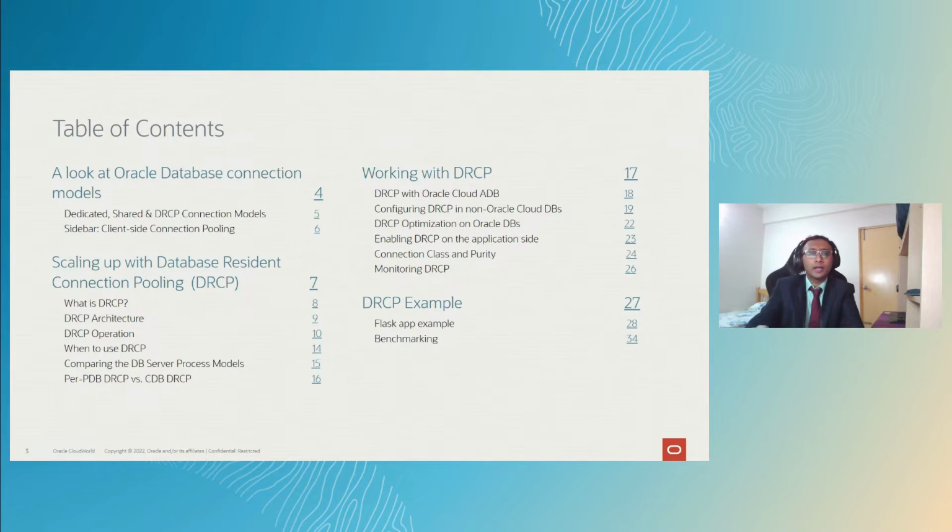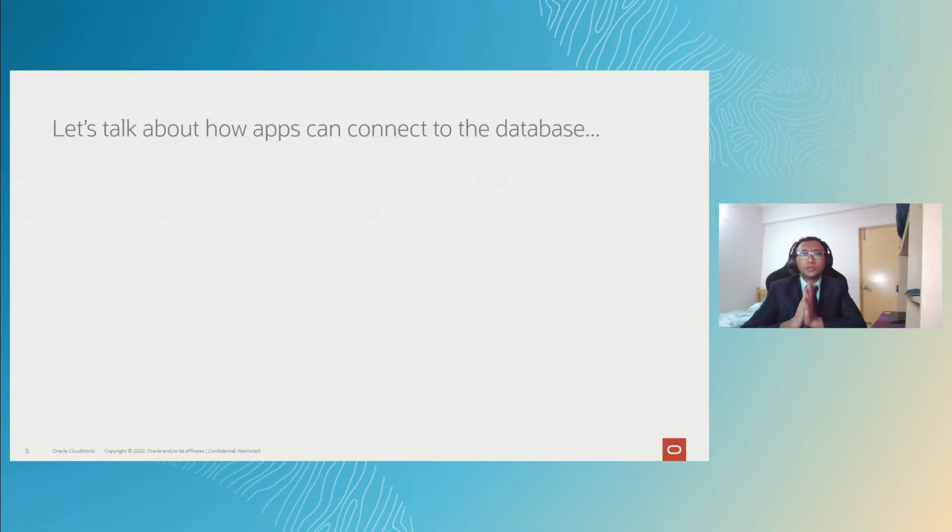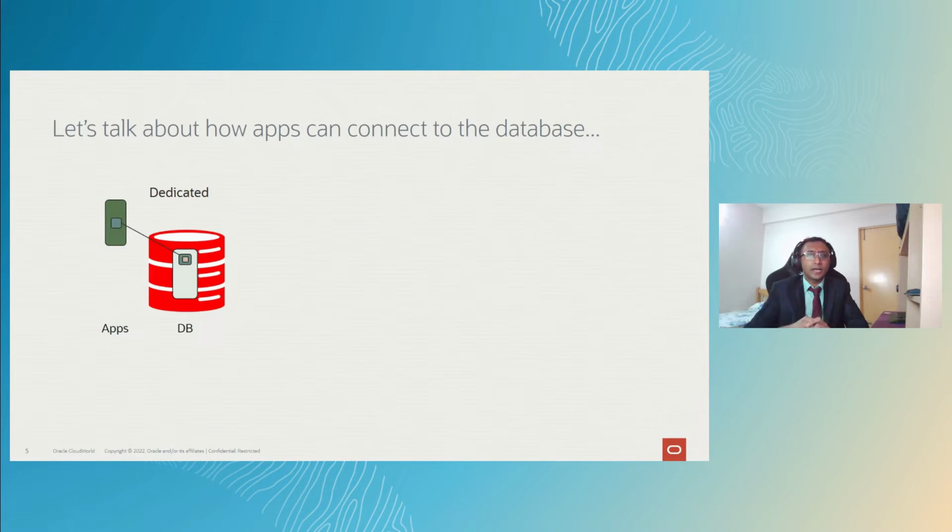So for connection pooling and multiplexing, we have this great feature that we call DRCP, which we will talk about in detail. But before that, to start off, let's take a look at how applications use database connections. Now, database connections are pipelines from the application to the database that allow the application user to access and work with data. So consider this scenario for a particular Oracle database environment.